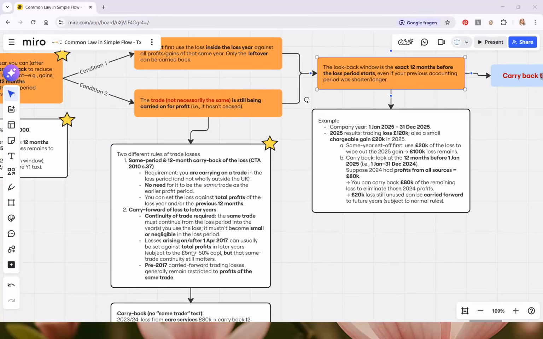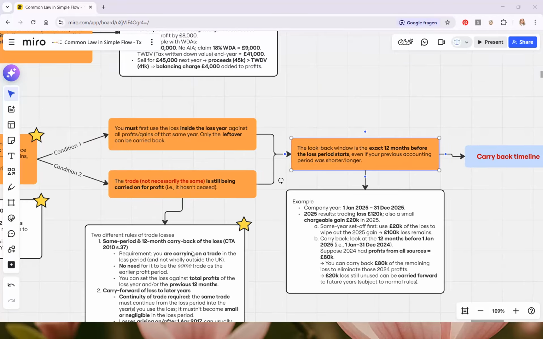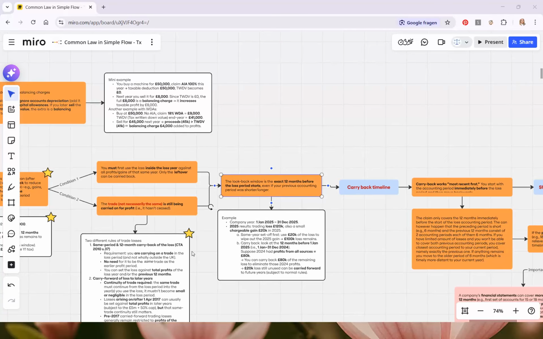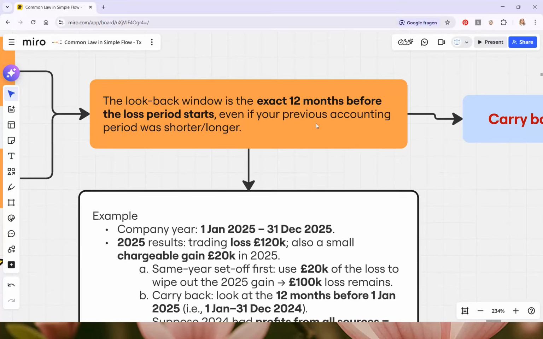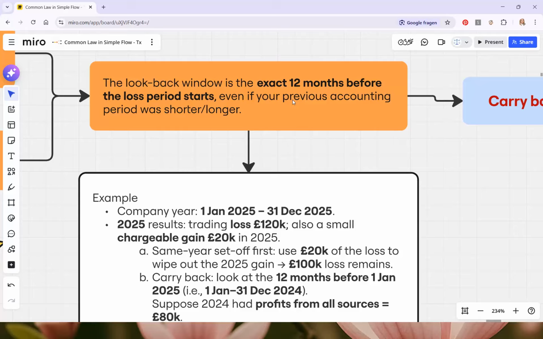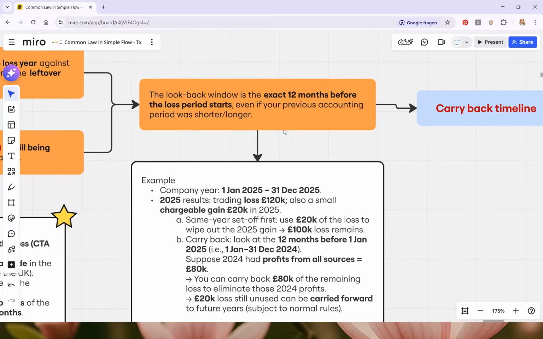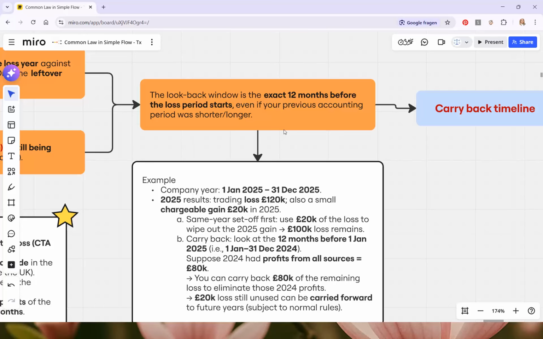So let's see an example. The look-back window is the exact 12 months before the loss period starts, even if your previous accounting period was shorter or longer. So it should always be 12 months, not more, not less.